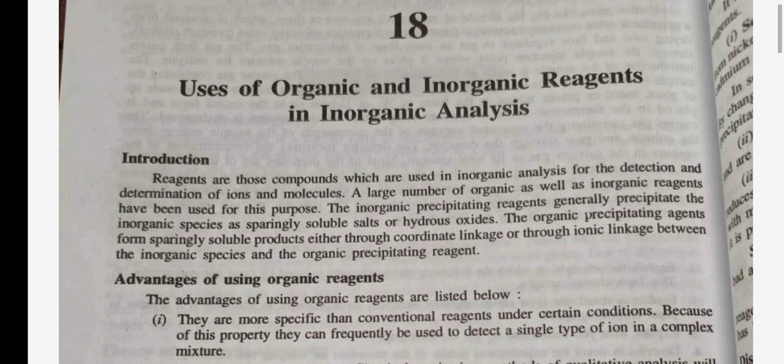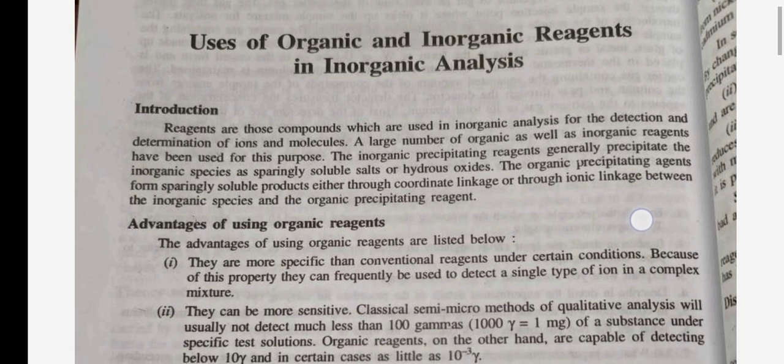First one, Introduction. Reagents are those compounds which are used in inorganic analysis for the detection and determination of ions and molecules. A large number of organic as well as inorganic reagents have been used for this purpose. The inorganic precipitating reagent generally precipitates the inorganic species as sparingly soluble salt or hydrous oxide. The organic precipitating agent forms sparingly soluble products either through coordinate linkage or through ionic linkage between the inorganic species and the organic precipitating reagent.